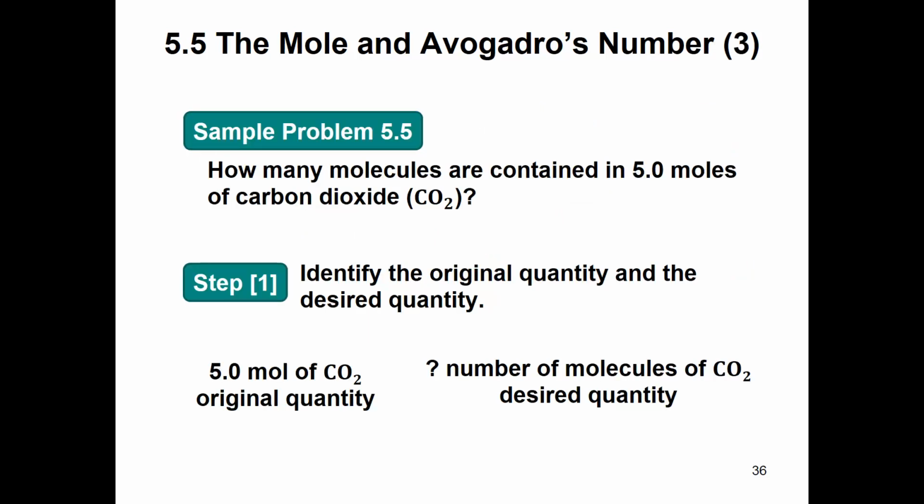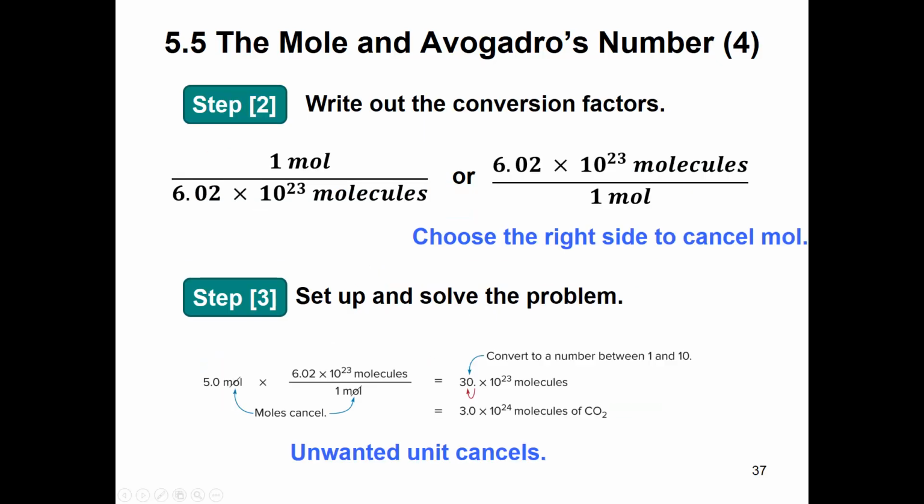So, for example, how many molecules are contained in 5 moles of carbon dioxide? So, first we identify what is the quantity. We have 5 moles of carbon dioxide, and it wants to know how many molecules of carbon dioxide there are. So, we know that we have a conversion that will take us from moles to molecules. And so we've got to make sure that whatever we start with, which is moles, is going to be on the bottom of our conversion.